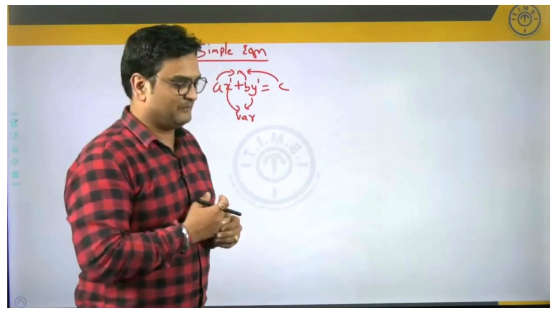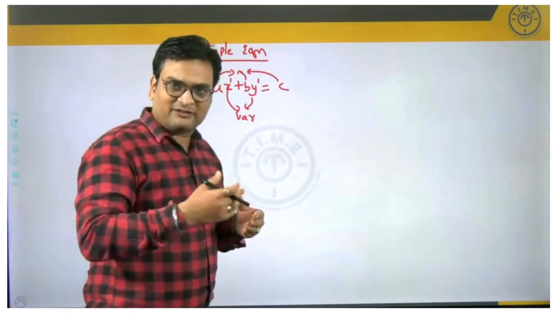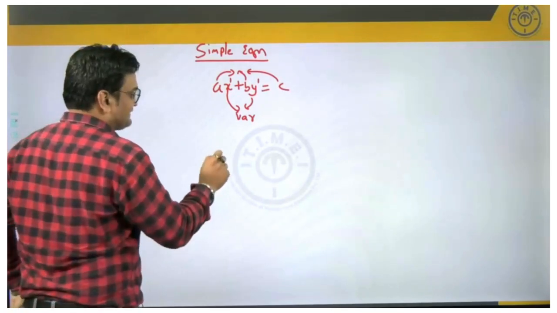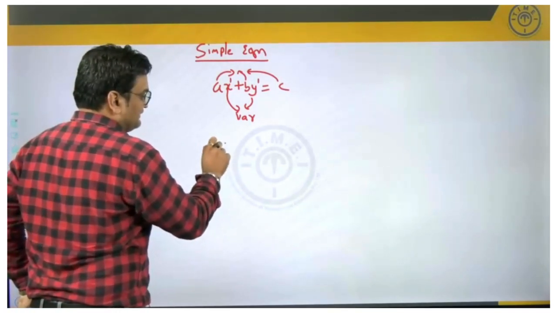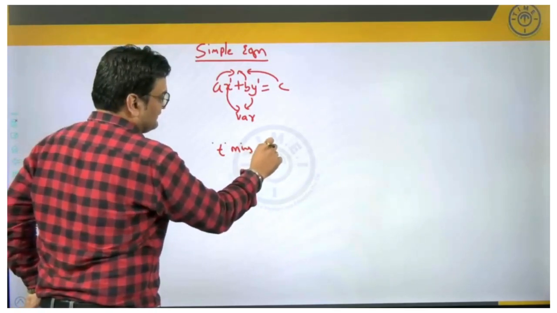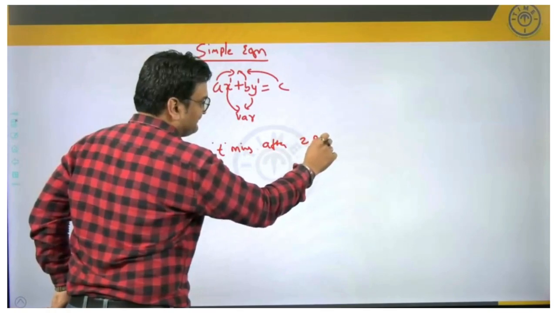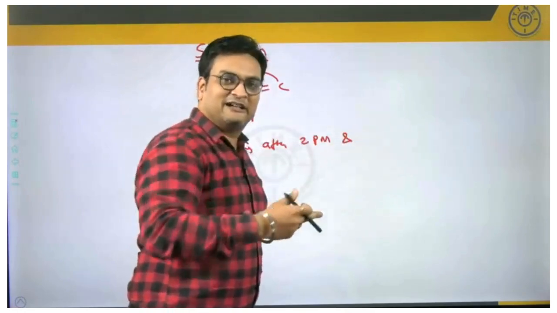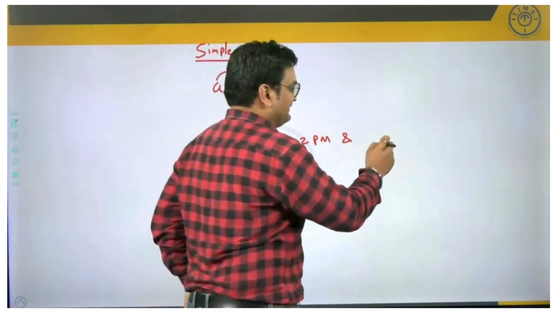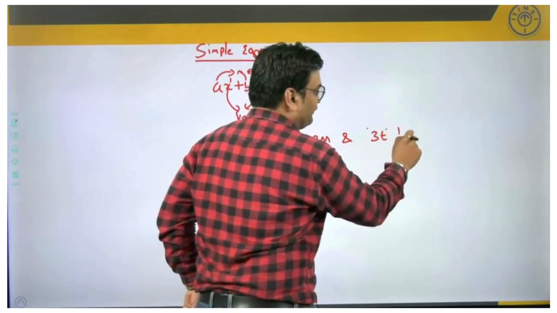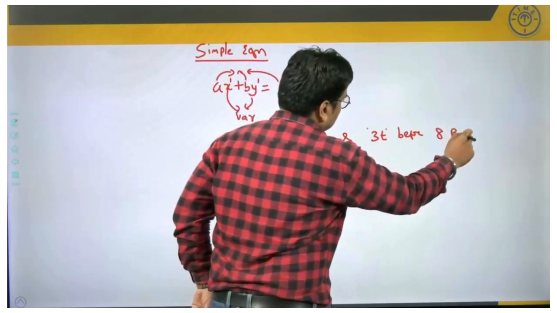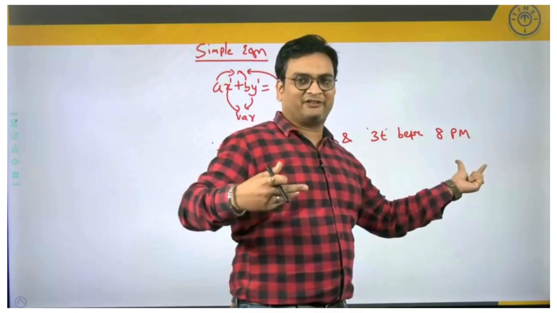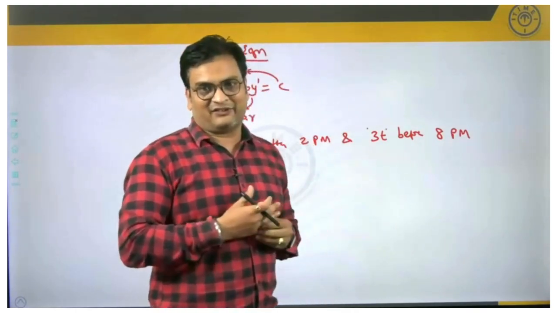For example, if the statement goes like this: the time right now, the time currently is t minutes after 2 p.m., and the time after half an hour is going to be 3t minutes before 8. So time right now is this, time after half an hour is this. So how do I frame the equation in this case? How do I frame the equation?